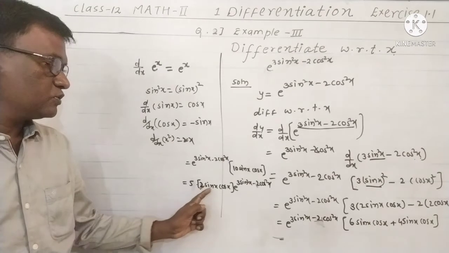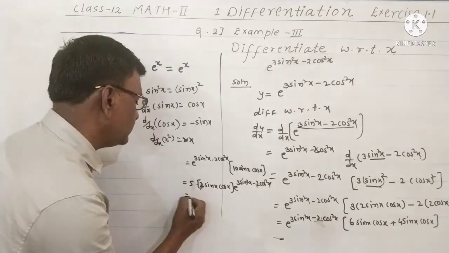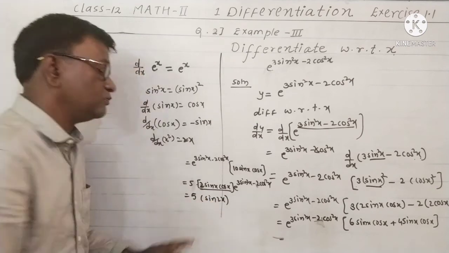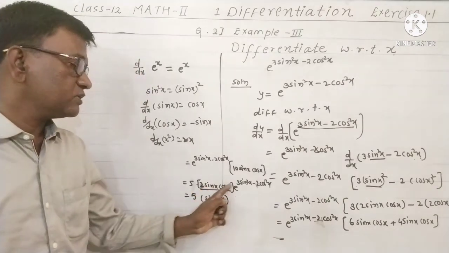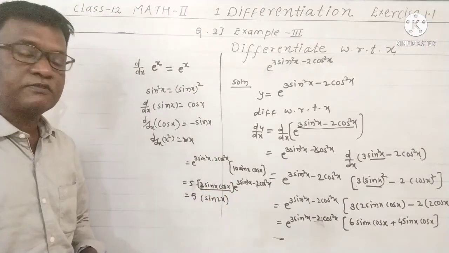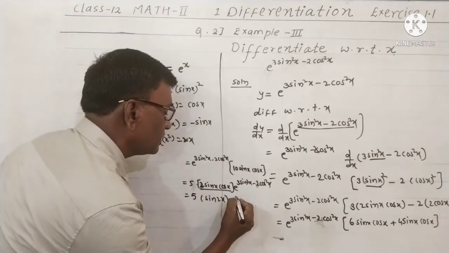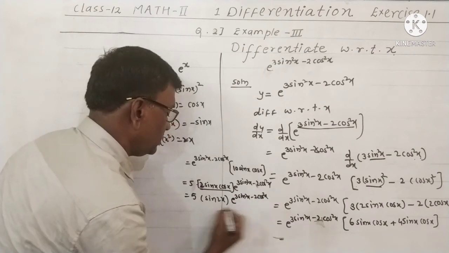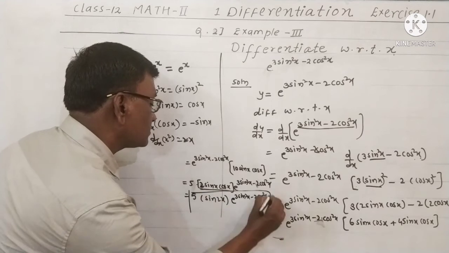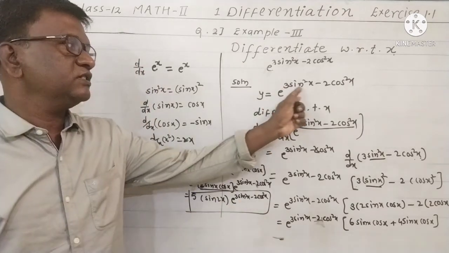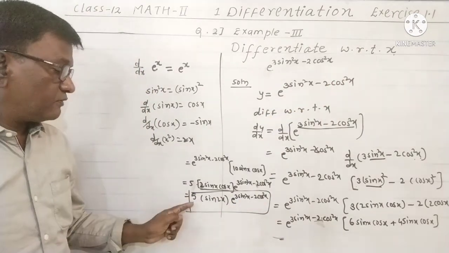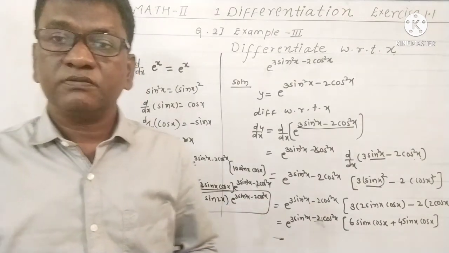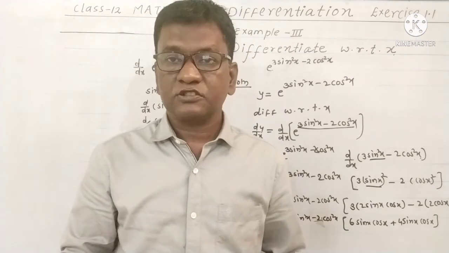Because we have the formula 2 sin x cos x is equal to sin 2x. We can write sin 2x instead of this; it is the formula for sin 2x, which is 2 sin x cos x. So instead of this, you write the trigonometric formula sin 2x, times e raised to 3 sin square x minus 2 cos square x. In this way, we can find the derivative of this function as 5 into sin 2x times e raised to 3 sin square x minus 2 cos square x. In this way, we can find the derivatives of exponential functions.